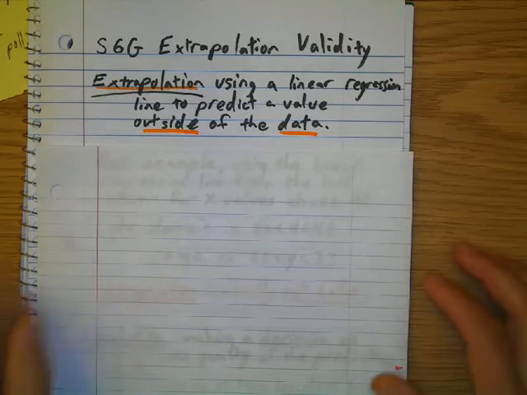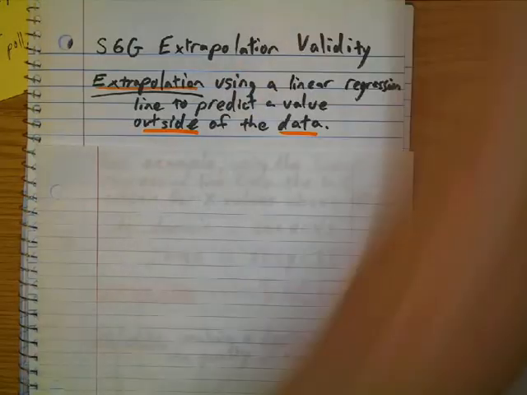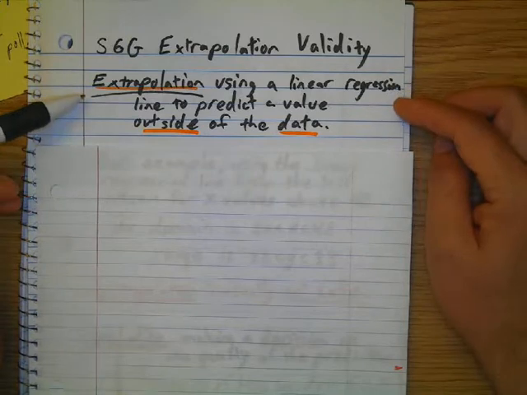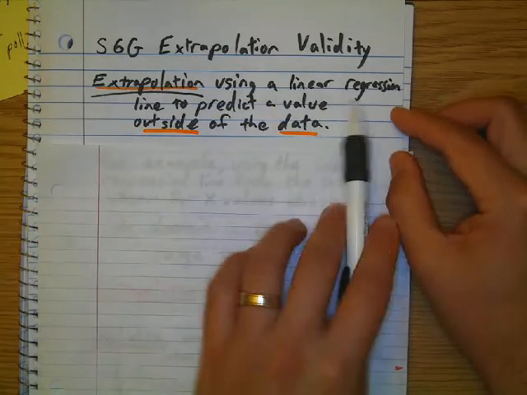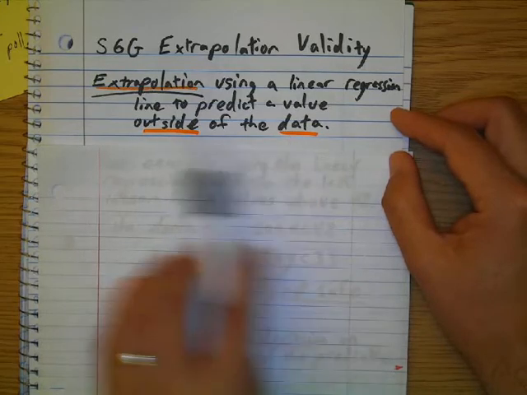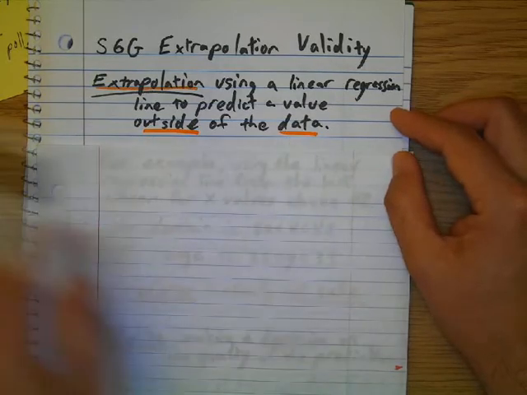Okay, IB students, we're going to talk about extrapolation and validity first, and then we're going to talk about piecewise functions. So extrapolation is when you use linear regression lines to predict values outside of the data.